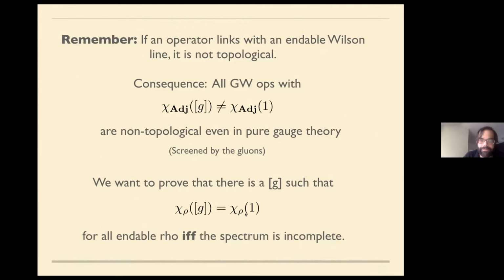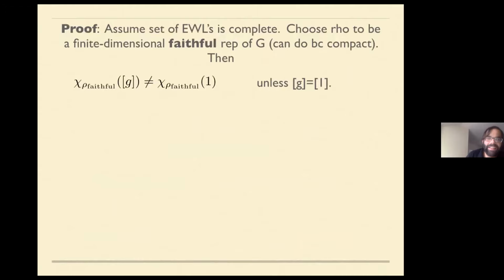Okay, then I'm gonna give you the proof. So this is an if and only if statement, so it has two directions, right? First, let's assume that the set of n-double Wilson lines is complete.